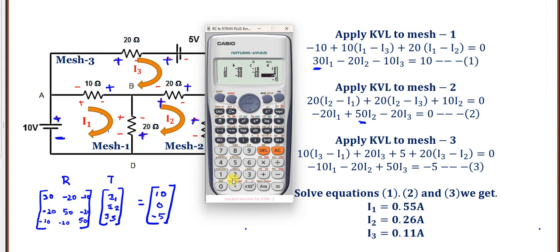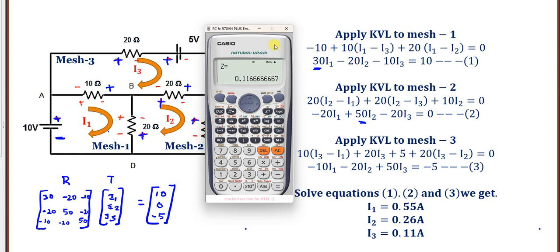Then if you click is equal to, you'll get x is equal to 0.55. Okay, then y is equal to 0.26, z is equal to 0.11.